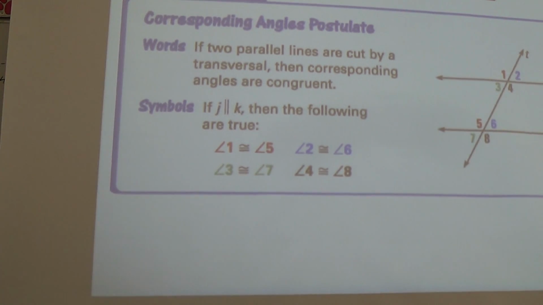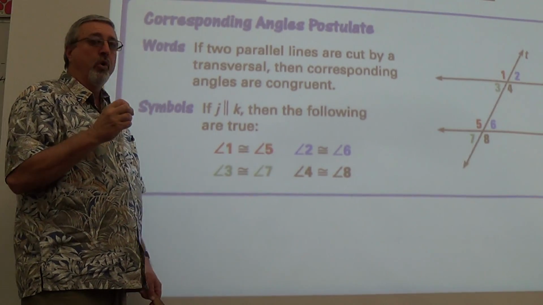Corresponding angles is one of the definition words that you need to be familiar with. If 2 lines are cut by a transversal, then corresponding angles are congruent. Congruent means same size and shape. If we're talking about angles being congruent, we're talking about angles that have the same measurement. In this case, if those 2 lines, J and K, are parallel, then the following are true. Angle 1 is congruent to angle 5, 2 is congruent to angle 6, 3 is congruent to angle 7, and 4 is congruent to angle 8. So we're talking about corresponding angles.